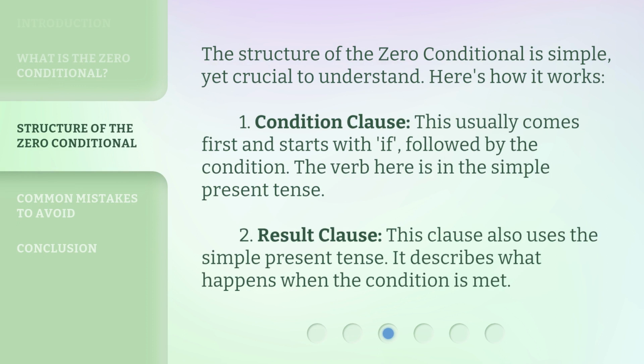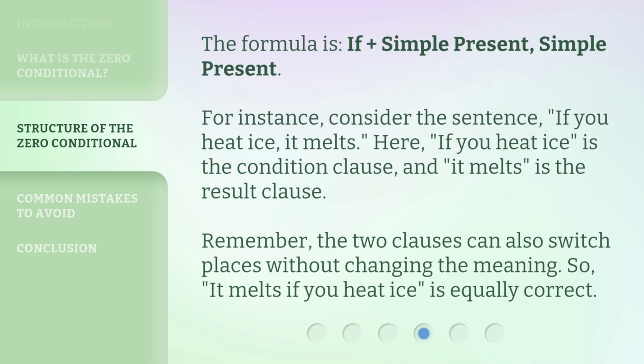The structure of the zero conditional is simple, yet crucial to understand. Here's how it works. 1. Condition clause. This usually comes first and starts with if, followed by the condition. The verb here is in the simple present tense. 2. Result clause. This clause also uses the simple present tense. It describes what happens when the condition is met. The formula is if plus simple present, simple present.